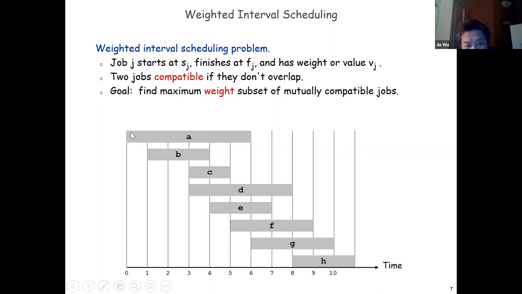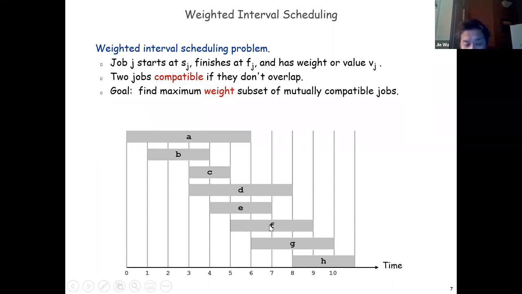Suppose, remember, we still examine the tasks from left to right based on finishing time. What's the first finishing time? B, C, A, E, D, F, G, H, right? So suppose you already made some decisions and you're up to F. When you examine F, you need to decide, do you want to keep it or not? Assume that you don't want to keep it.